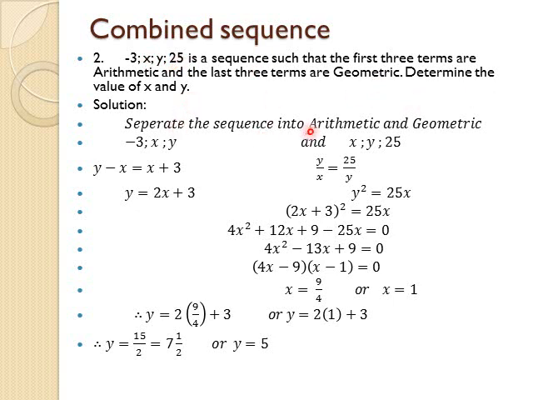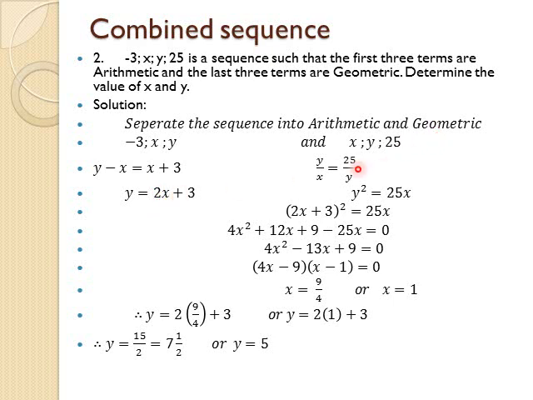So we separate the sequence into arithmetic and geometric. Right, so I have minus 3, x and y. It's arithmetic. x, y, and 25 is geometric. So to solve unknowns for an arithmetic sequence, remember it's term 2 minus term 1 equals term 3 minus term 2. So y minus x must equal x minus minus 3, which becomes x plus 3. If I make y the subject of the formula, I take negative x over, it becomes plus x plus x, which gives me 2x plus 3.